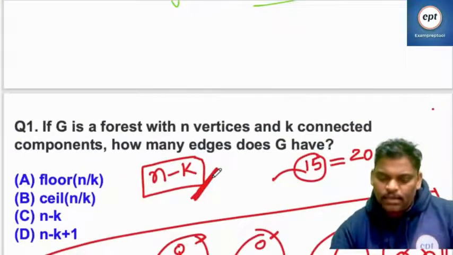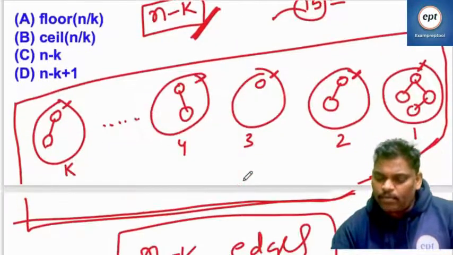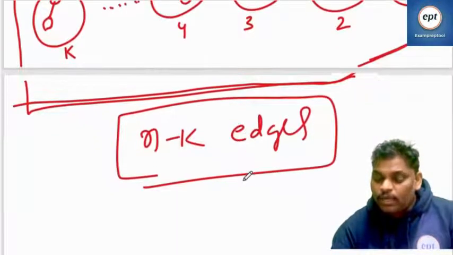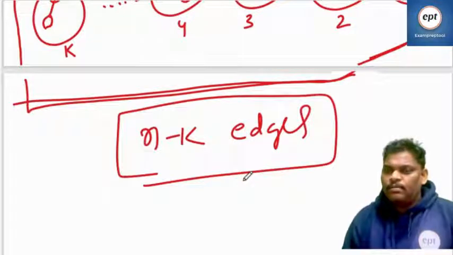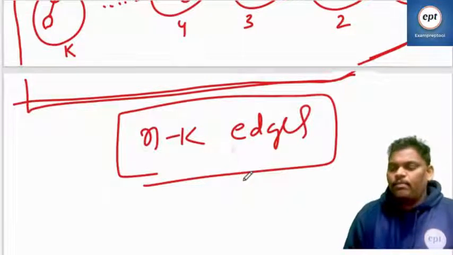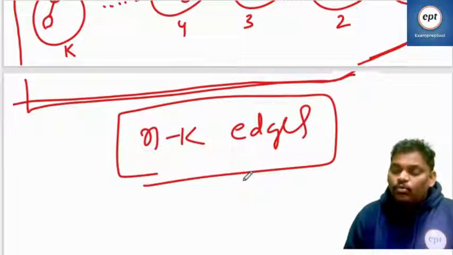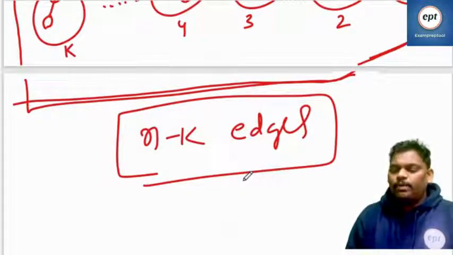So he is asking, how many edges does G have? N minus k edges. N minus k edges G have. If n minus k is 15, 15 vertices are there. For every vertex one edge will come.